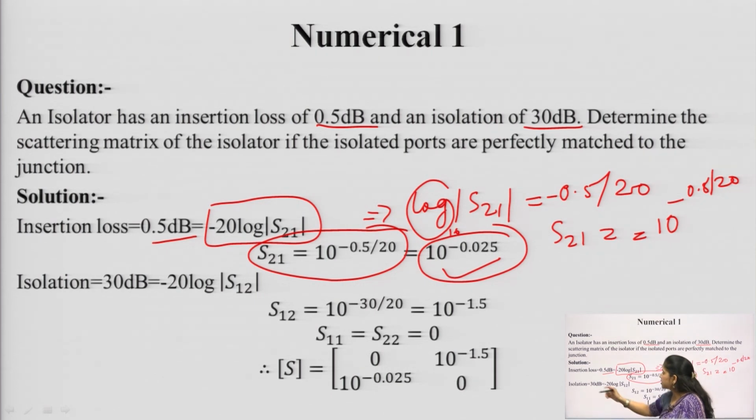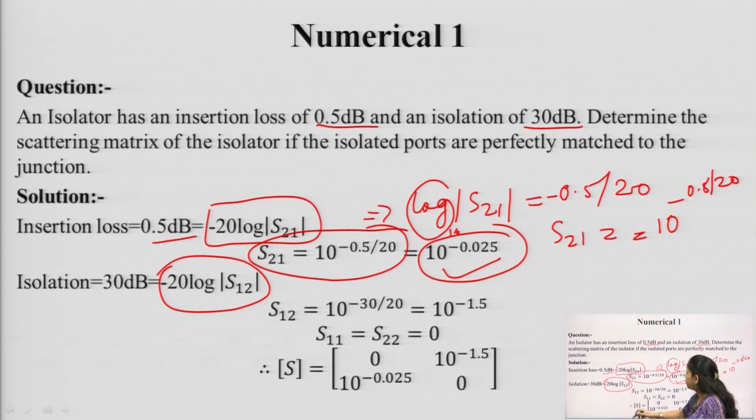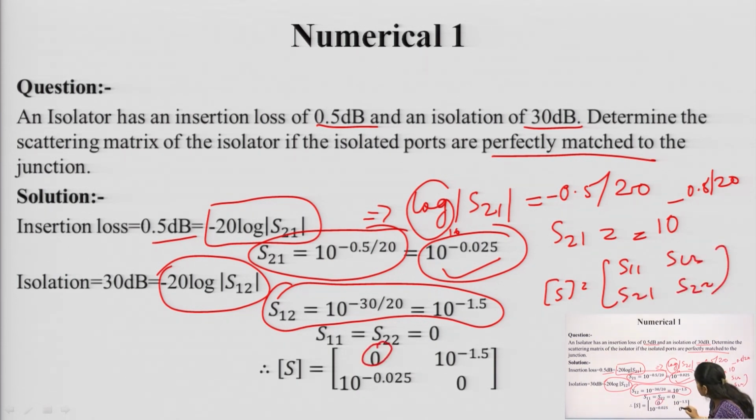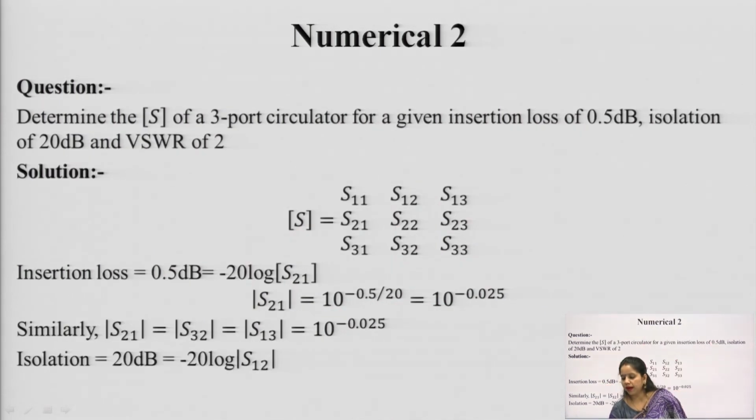Now, isolation is 30 dB, which is given by the formula minus 20 log S12. Similarly, we can find the value of S12, which is equal to 10 to the power of minus 1.5. Since we are considering the perfectly matched condition, S11 and S22 should be equal to 0. Now we frame the matrix S11, S12, S21, S22: S11 and S22 are 0, S12 is 10 to the power of minus 1.5, and S21 is the value we found. In this way you can frame the matrix.